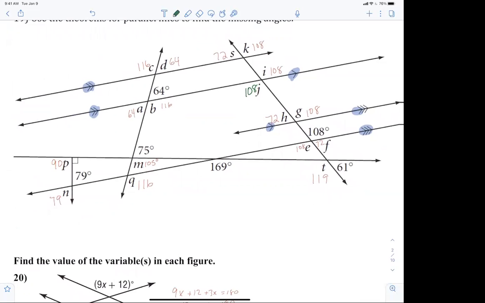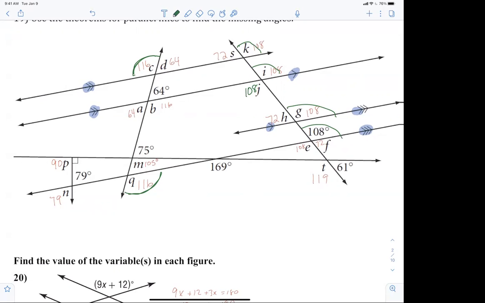What? Why is Q 116? Well, here's an angle here, and here's an angle here. Those are alternate exterior angles. Why is K 108? Because they're corresponding angles. K corresponds to I, corresponds to G, corresponds to that. Those are all the same because they're corresponding angles.